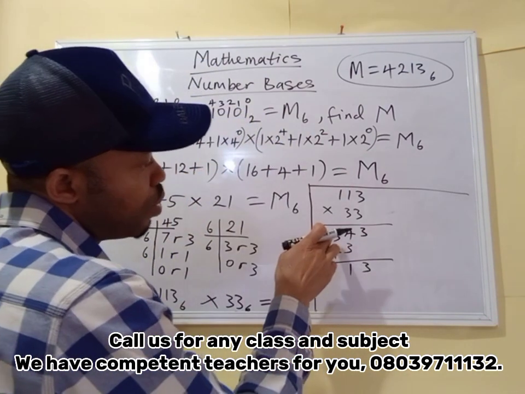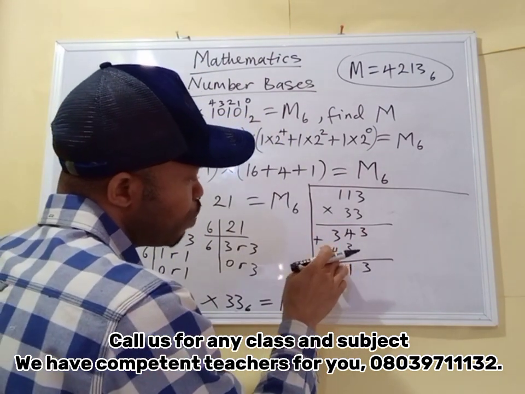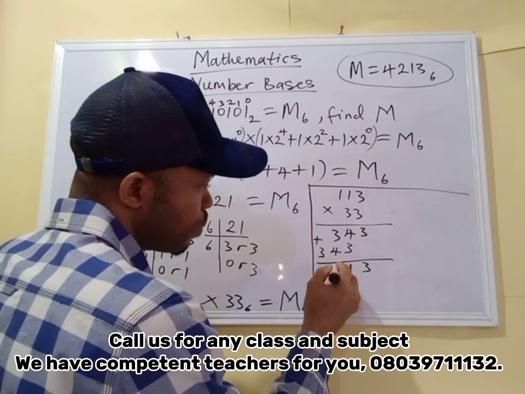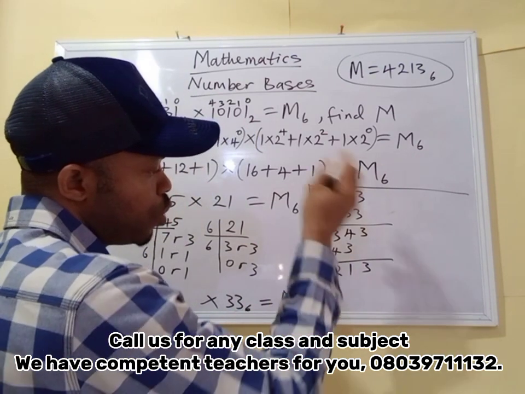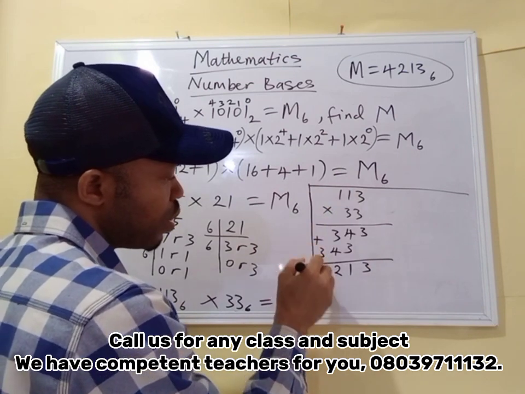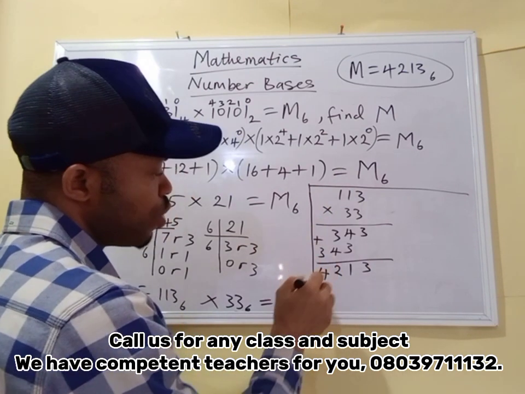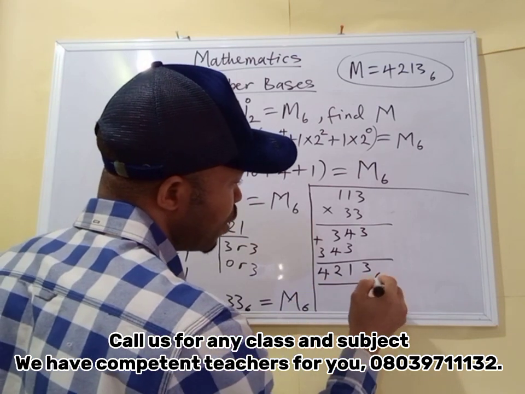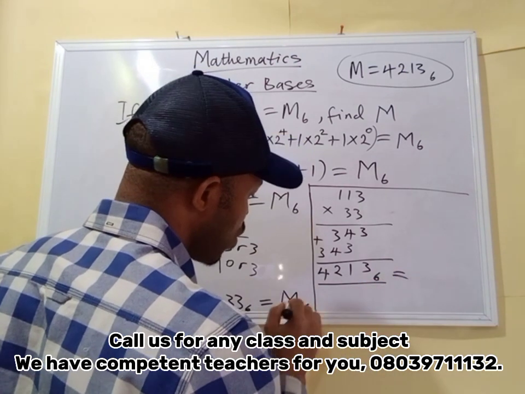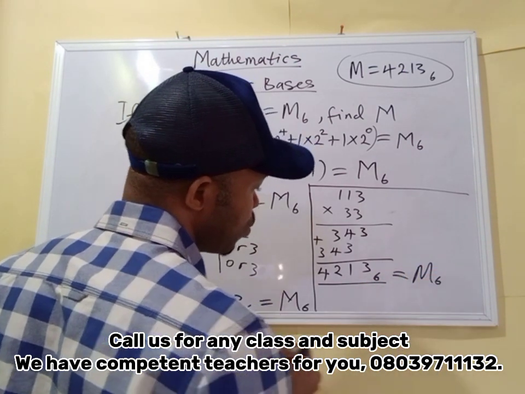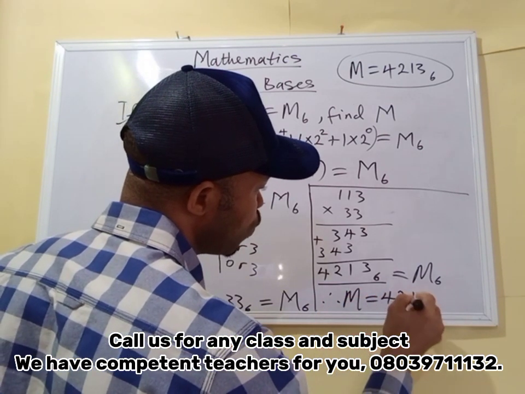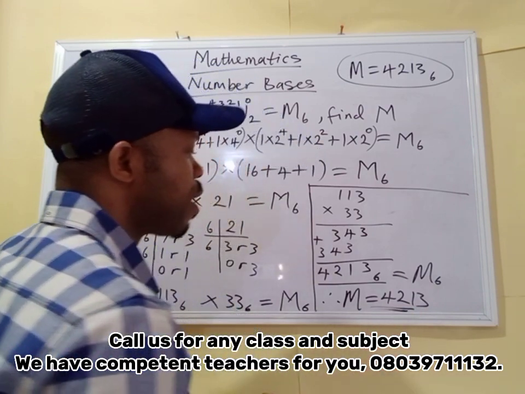Carry 1 over. 3 plus 4 is another 7, plus the 1 we have got over, 8. So in 8 we have one bundle, 2 will be left. So the one that we have carried, one bundle, will come and add up to this, and it's going to be 4. 1 plus 3, 4. So this is the answer in base 6, which is equal to this same m in base 6. So you can come and say, therefore, your m equals 4213. This is the value of our m.